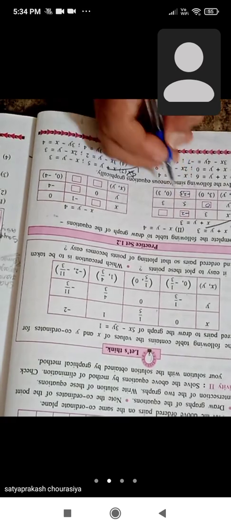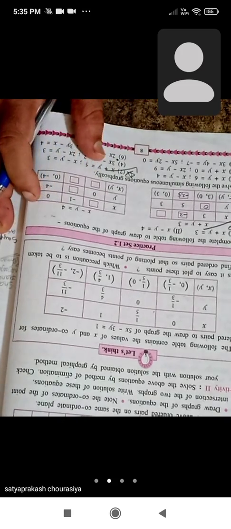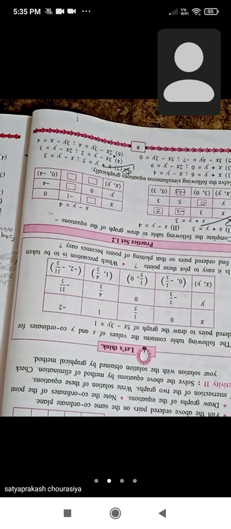Here in ordered form, minus 2 comma 5, because the x coordinate is written first. Now see the last point. When y is equal to 3, then x value is equal to 0. So 0 comma 3. In this way we have to solve the second part of question 1. The second part of question 1 is x minus y is equal to 4.